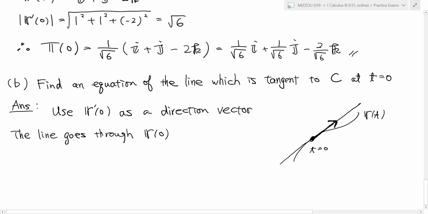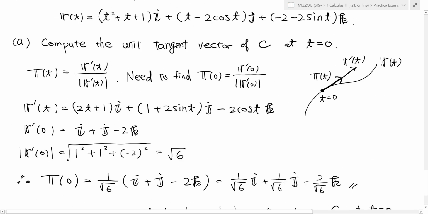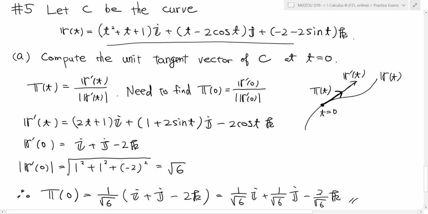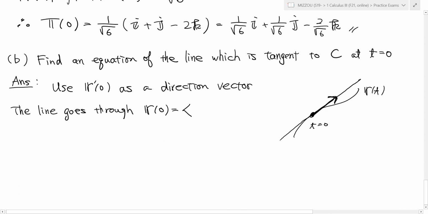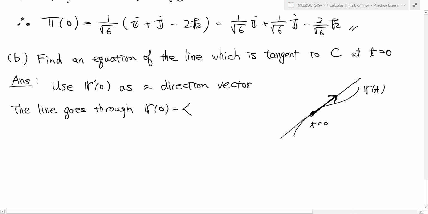R of 0. But what's this? If you plug in r of 0, you just plug in 0 here: 1, negative 2, negative 2. So that's the point the line goes through. So it's 1, negative 2, negative 2.